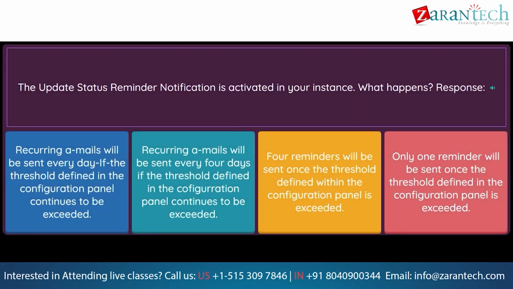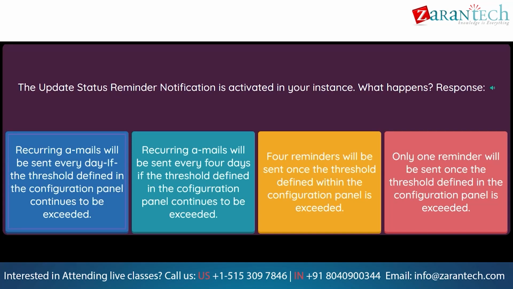Question: The update status reminder notification is activated in your instance. What happens? Response: Option 1, recurring emails will be sent every day if the threshold defined in the configuration panel continues to be exceeded. Option 2, recurring emails will be sent every 4 days if the threshold defined in the configuration panel continues to be exceeded. Option 3, 4 reminders will be sent once the threshold defined within the configuration panel is exceeded. Option 4, only 1 reminder will be sent once the threshold defined in the configuration panel is exceeded.